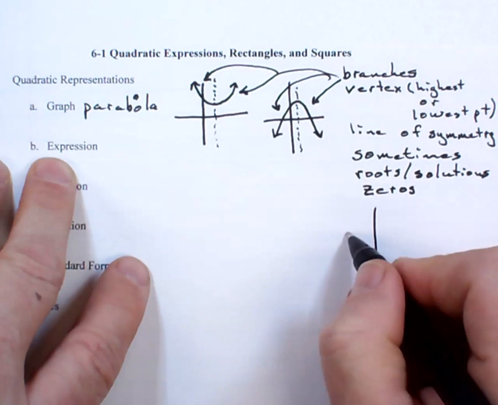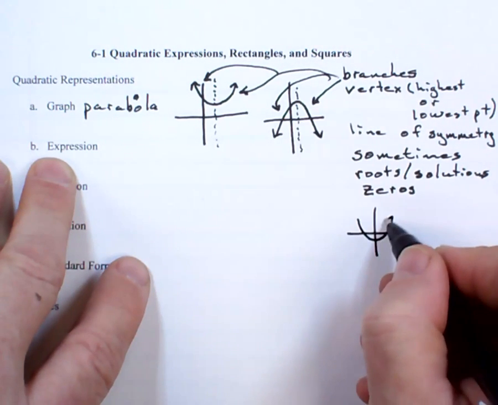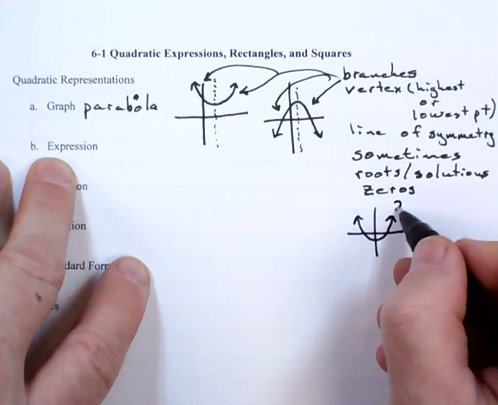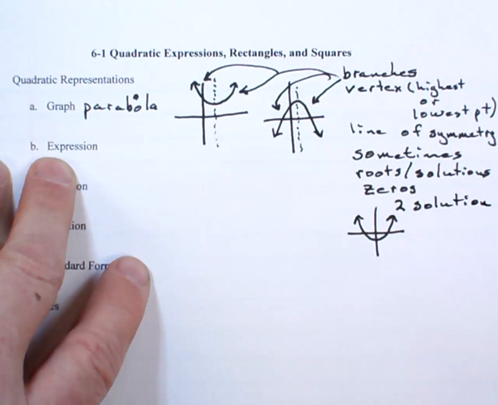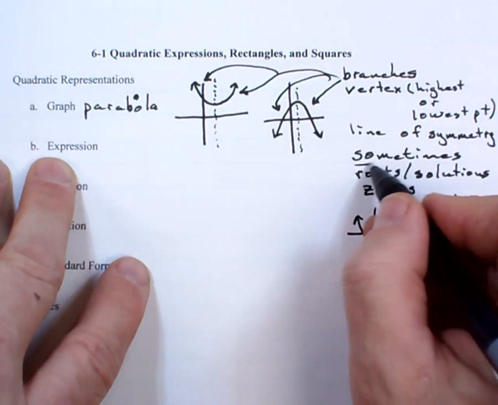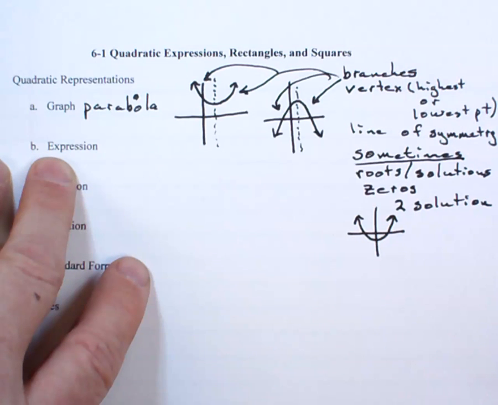Now, this parabola has two solutions, or two roots, or two zeros. Why? It crosses the x-axis twice. That's why there are two of them. Now here's my other question. Why do I write that sometimes they have roots, solutions, or zeros? Why isn't it always two?